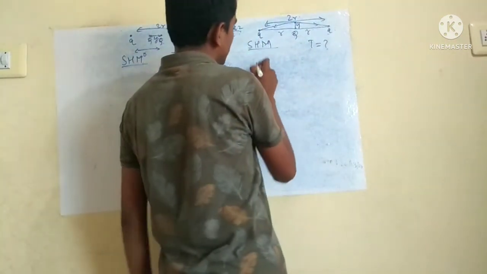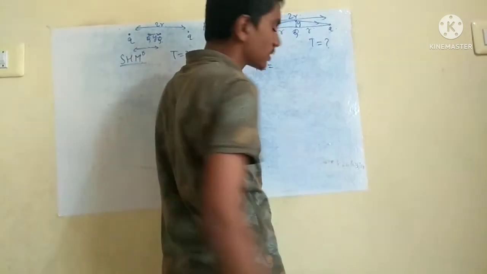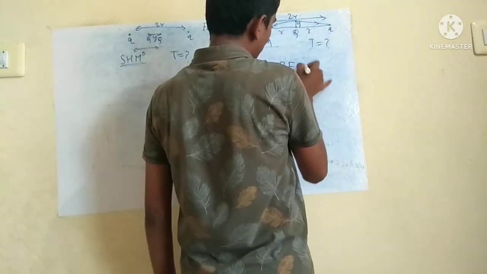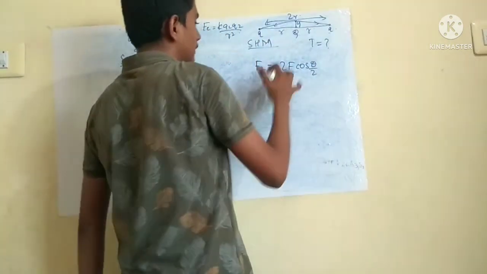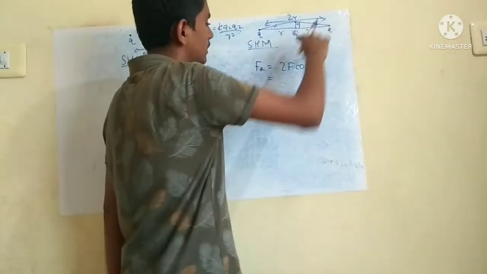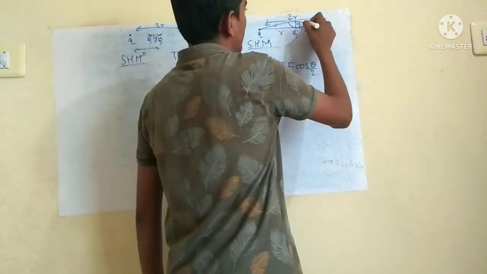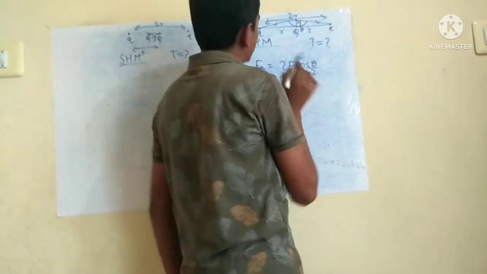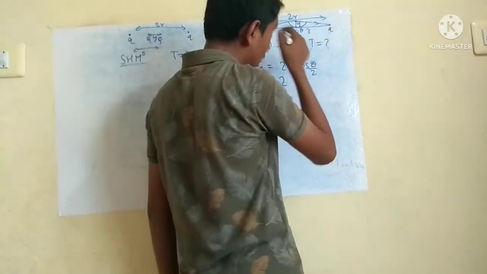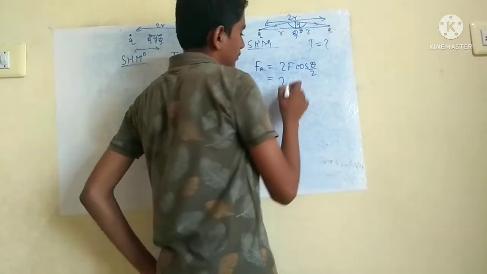Then the resultant force. What is the formula for the resultant force? 2F cos theta by 2. If force F and F are acting here, this is the formula for resultant force. If two equal forces are acting at an angle theta, this is theta. Okay. Now 2 into what is the magnitude of this force?